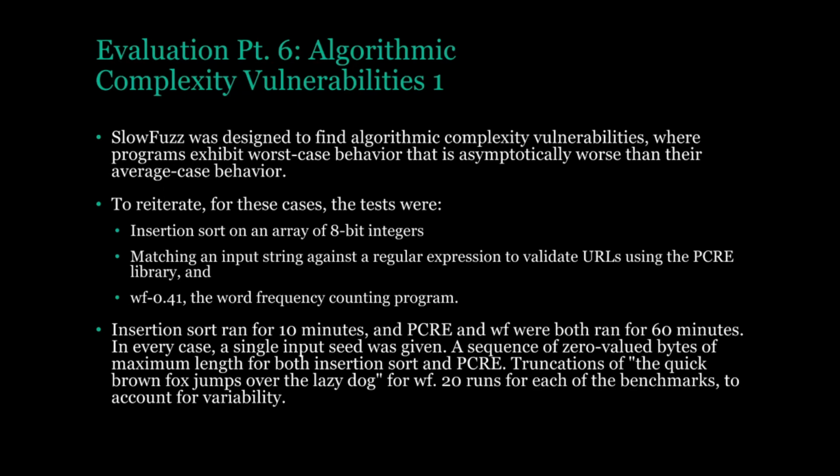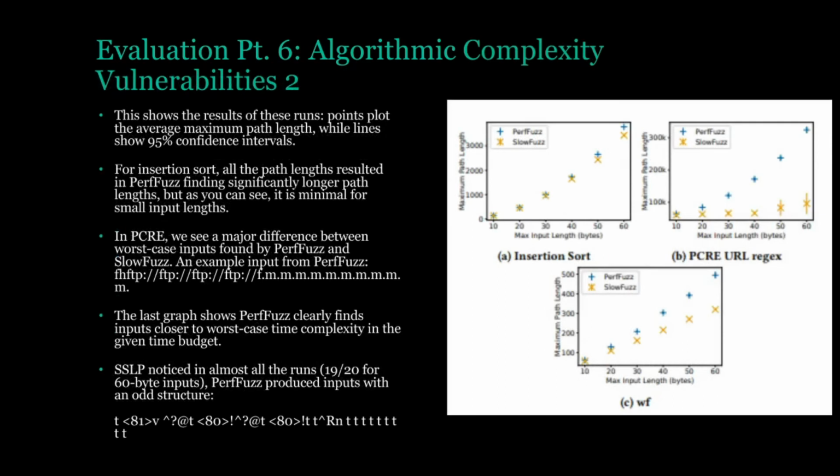In every case, a single input seed was given: a sequence of 0-value bytes of maximum length for both insertion sort and PCRE, and truncations of the quick brown fox jumps over the lazy dog for WF. There were 20 runs for each of the benchmarks to account for any variability. SSLP measured the maximum path length observed over all the inputs produced in these runs. So these are the results.